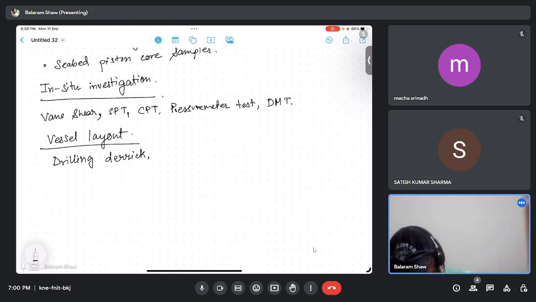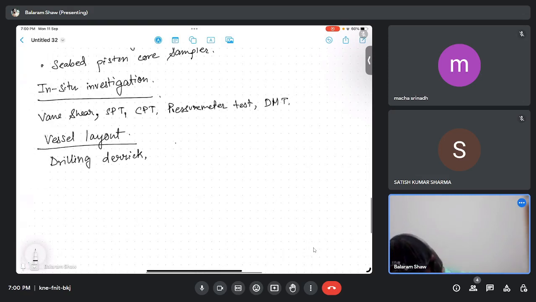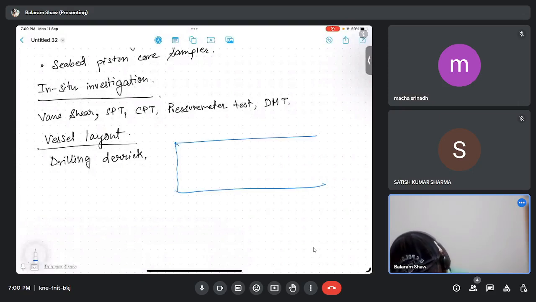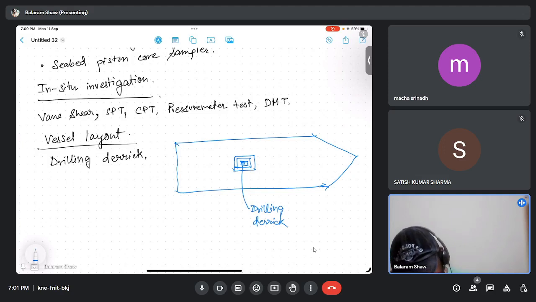First let me draw the setup. Let us say, take some other color. Let us say this one is our vessel. So there will be one drilling derrick, let us say. So this one is the drilling derrick. The function of all these things I will come to. So there will be one drilling derrick.